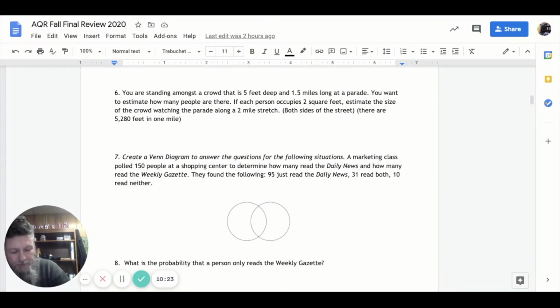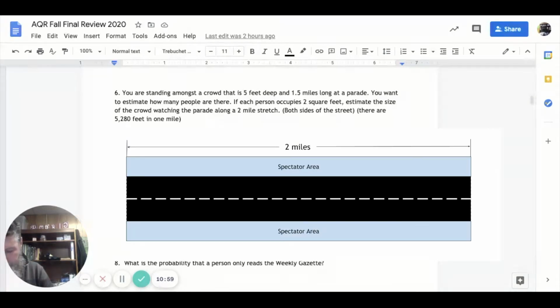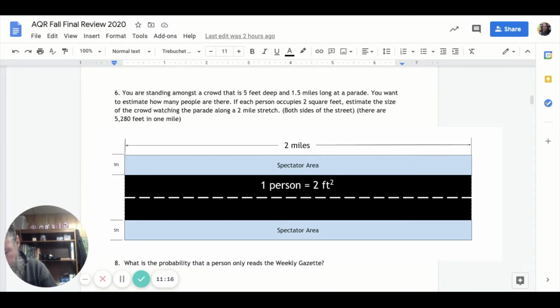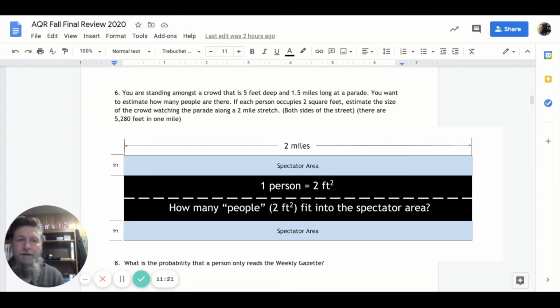It's 5 feet on both sides, and it's 2 miles. One person equals 2 square feet. Okay, so this is 2 miles, and this is 5 times 2, or 10 feet, because it's both sides, remember? So we need to find the area. We already know that one person equals 2 square feet. Well, how many 2 square feet are there in this area right here?